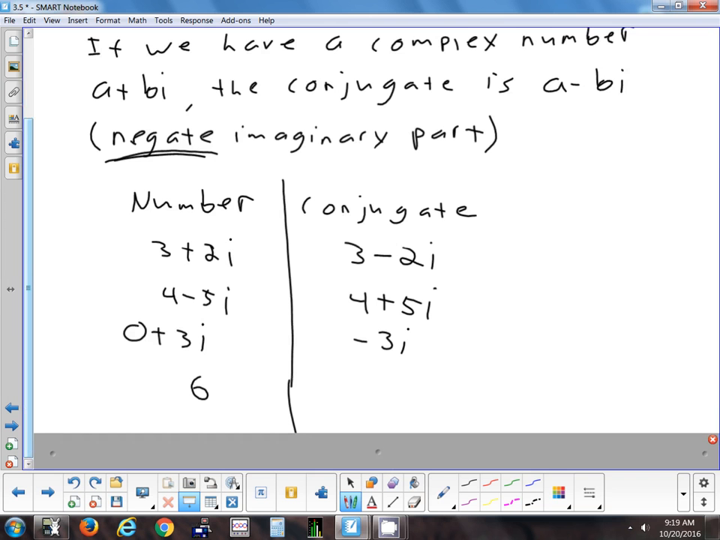And how about the conjugate of 6? 6. Yes, it stays the same. Again, if you're confused, put the imaginary part. 6 plus 0i, the conjugate is 6 minus 0i. But plus 0 minus 0, it doesn't change it. Any questions on, if you're given a number, how you find the conjugate?